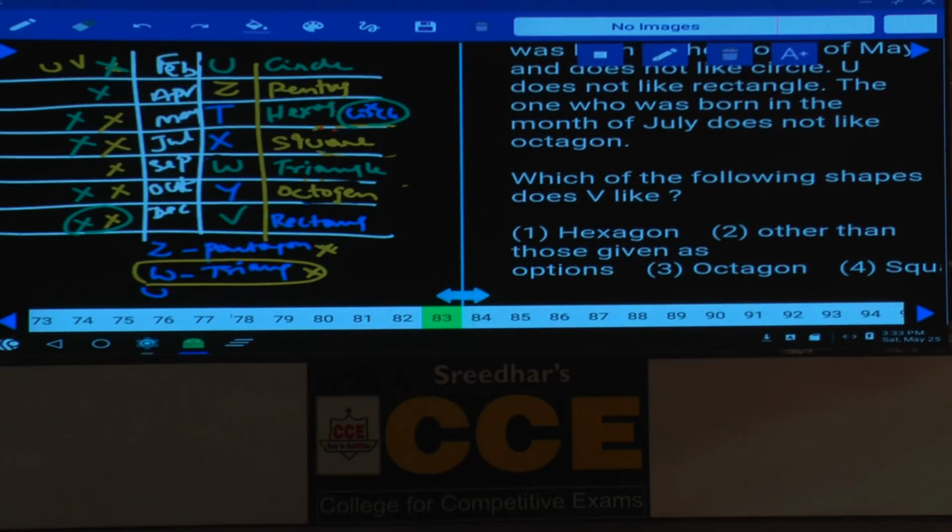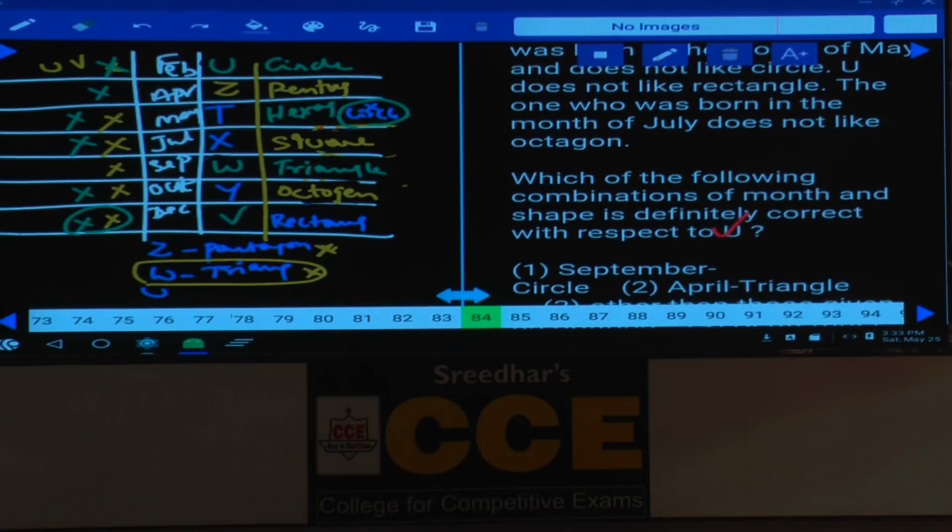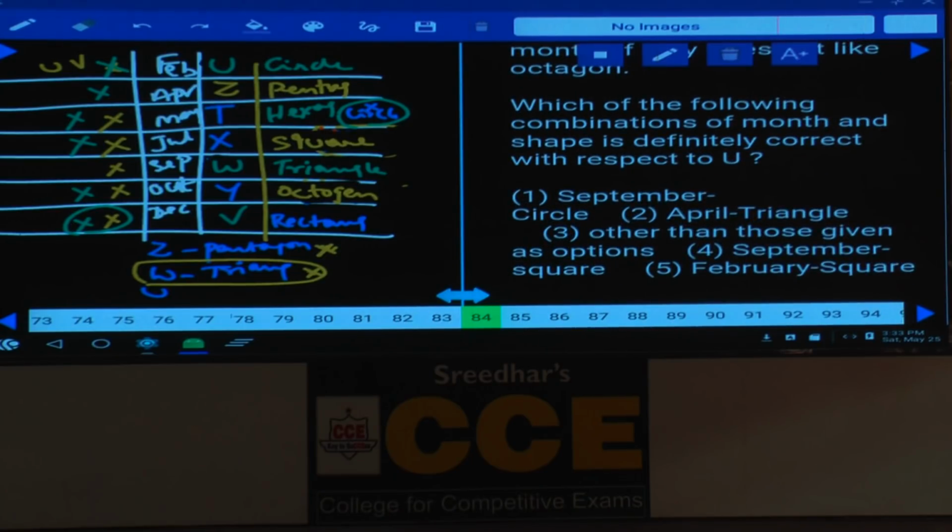Then question number 83, which of the following shapes does V like? V likes rectangle. Where is rectangle here? Is it given in the choices here? No. Hence other than the options given, that is choice 2. Then question number 84, which of the following combinations of month and shape is definitely correct with respect to U? Now U, Feb and circle. Tell me what is the choice here? U, Feb and circle. Then here also other than the options given, that is choice 3.